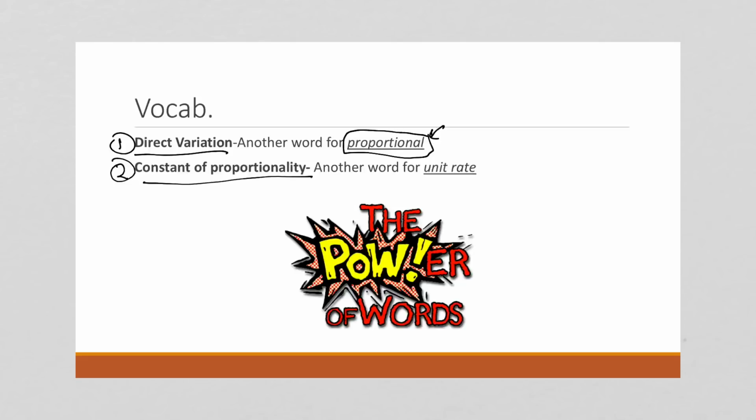All right, number two, constant of proportionality. Constant of proportionality is just another fancy word for unit rate. Constant of proportionality means what? Unit rate.